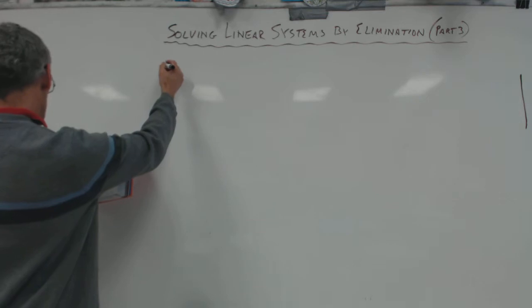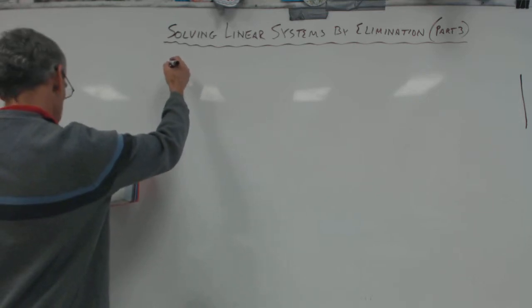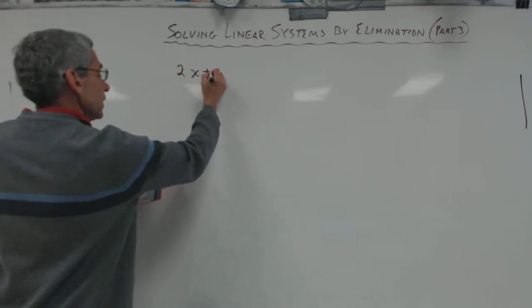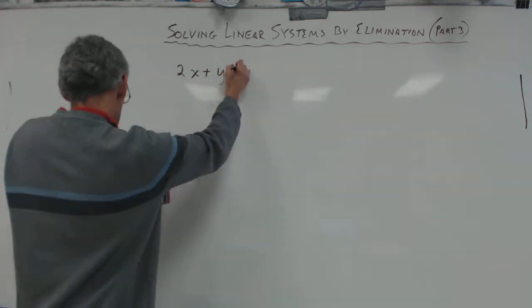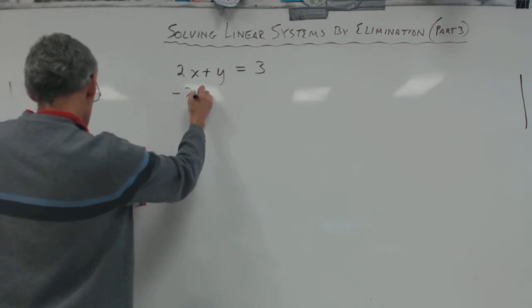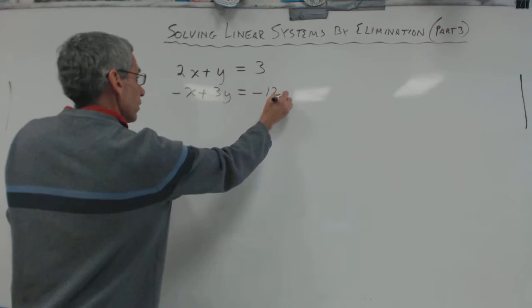So now, let's do this. What if I gave you something like this? 2x, this is what you need to write down in your notes. 2x plus y is equal to 3, and negative x plus 3y is equal to negative 12.